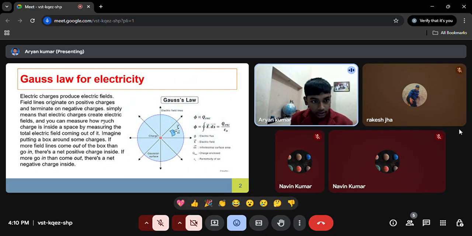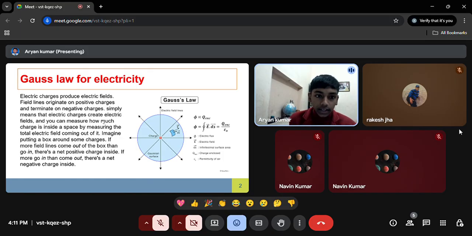Gauss's law for electricity. Electric charges produce electric fields. Field lines originate on positive charges and terminate on negative charges. This simply means that electric charges create electric fields, and we can measure how much charge is inside a space by measuring the total electric field coming out of it. Imagine putting a box around some charges. If more field lines come out of the box than go in, there's a net positive charge inside. If more go in than come out, there's a net negative charge inside.